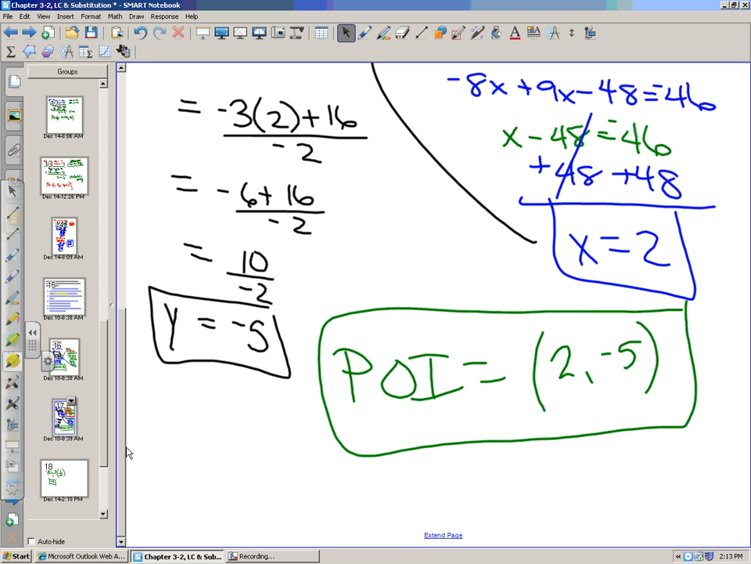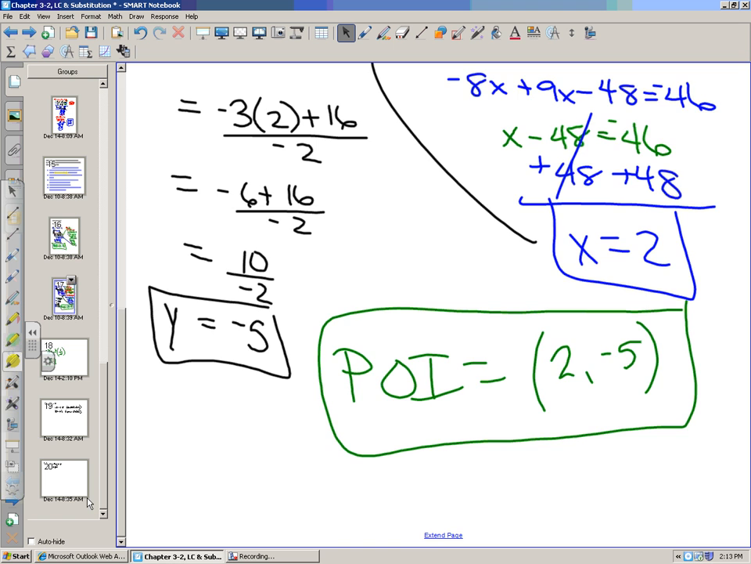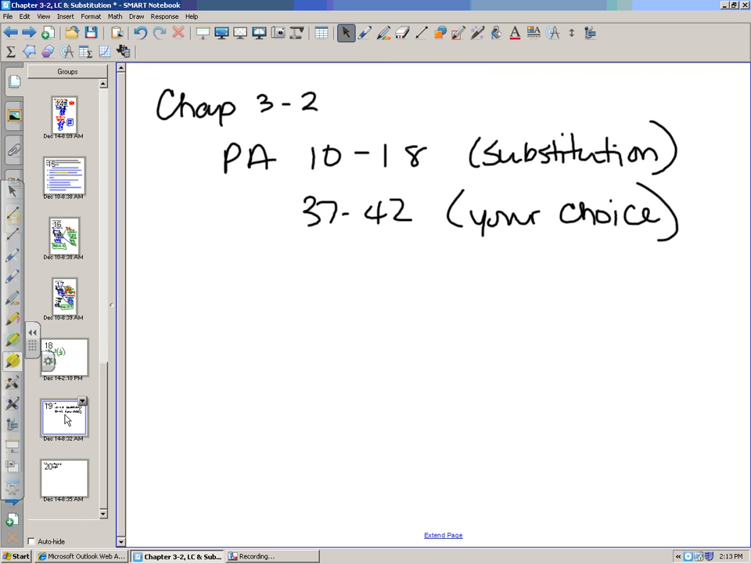Does that make sense? So tonight's homework is 10 through 18, and that must be done by using substitution. And then 37 through 42, you get to either use elimination or substitution. Now, obviously, folks, if you do substitution when your coefficient's 1, it's so simple and easy. But if not, you probably want to do elimination. Elimination's quick, and it's more organized, in my opinion.